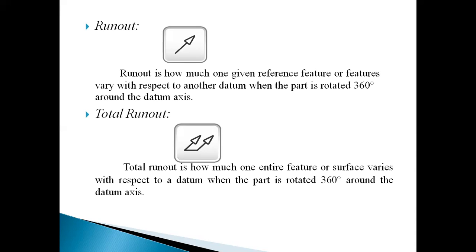Next one is total runout. Total runout is how much one entire feature or surface varies with respect to a datum when the part is rotated 360 degrees around the datum axis. It is a combination of radial variation as well as axial variation.